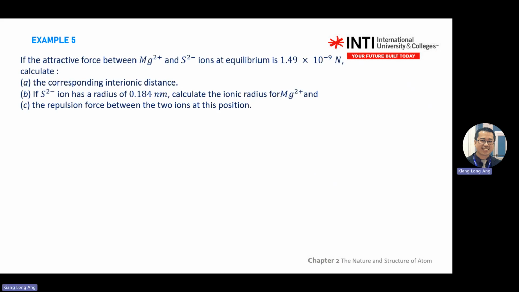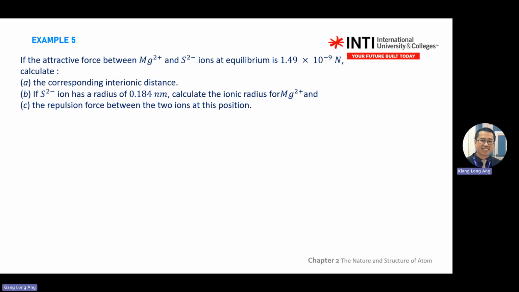Let's look at this example. So let's say you have magnesium and S. So magnesium 2 plus, S 2 negative ion. If the attractive force is given at equilibrium, calculate the corresponding distance. If S negative has a radius of so and so, calculate the radius of the other one. And the repulsive force between the two ions at this position.